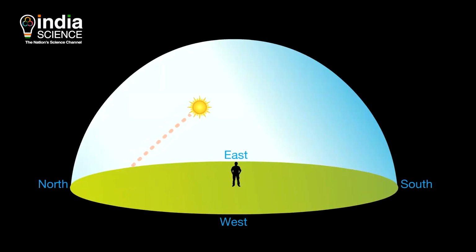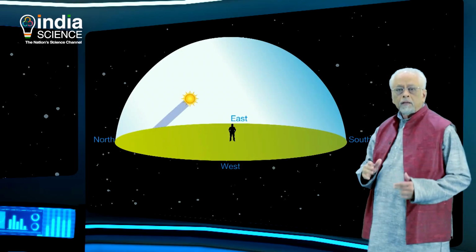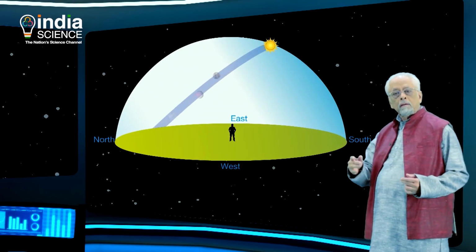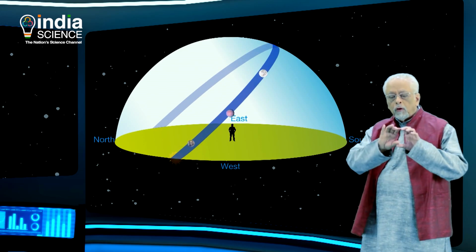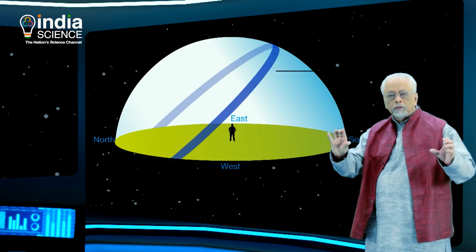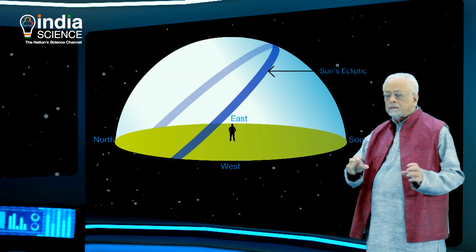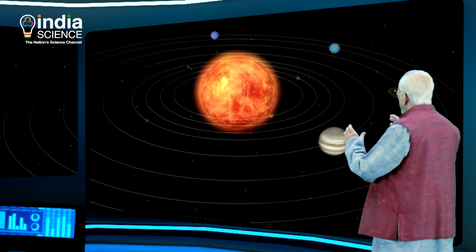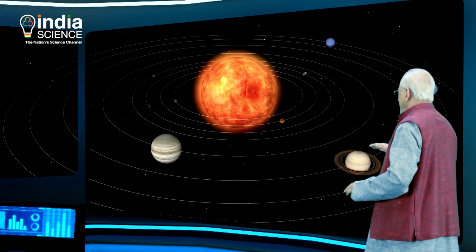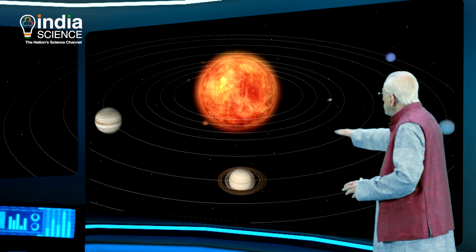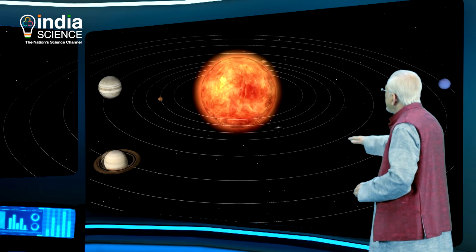The sun moves in a circle along this celestial sphere. This circle is called the sun's ecliptic. The fact that the sun, the moon, and the planets appear to move along a narrow strip about this ecliptic tells us that they all lie more or less in the same plane. In other words, the solar system is like a flat disk.